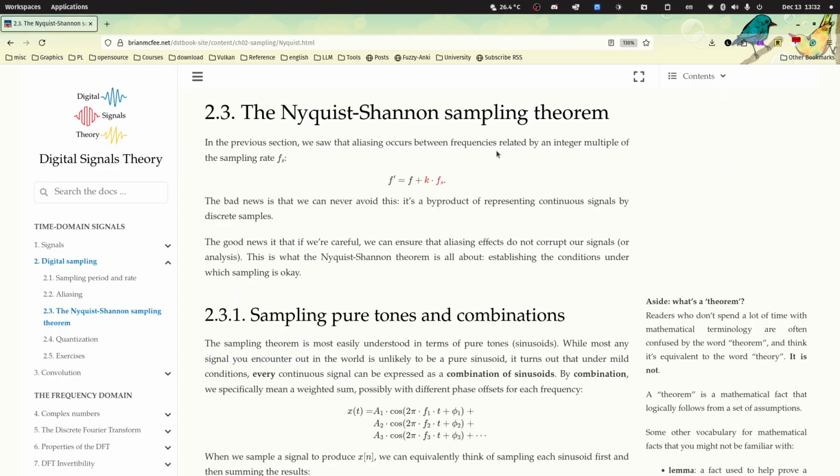Now, the Nyquist-Shannon sampling theorem. In the previous section we saw aliasing occur between frequencies related by an integer multiple of the sample rate fs. The bad news is that we can never avoid this. The good news is that if we are careful, we can ensure that the aliasing effect does not corrupt the signal. That's what the Nyquist-Shannon theorem is all about: it establishes a condition under which sampling is okay.